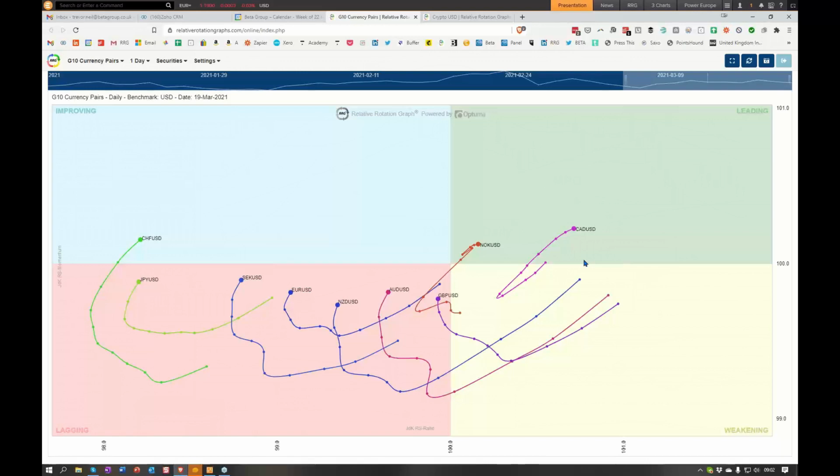So we've got a very clear message here. We've only got two currencies outperforming the dollar, the Norwegian crown and the Canadian dollar, and the Canadian dollar is doing this most, so this is the preferred way of going against the dollar. If you want to go short a currency versus the dollar, then the Swiss franc and the Japanese yen are your choice currencies. So that's the background. Let's get back to the charts now.